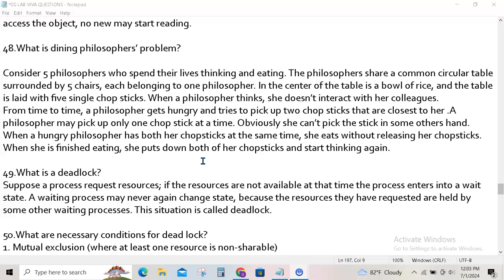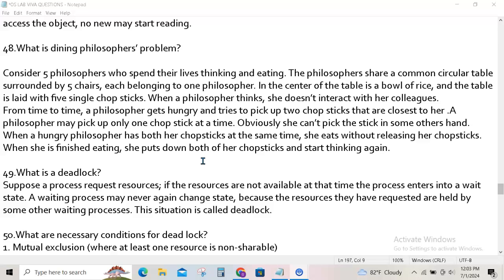Next is the dining philosophers problem. In the dining philosophers problem, we have 5 philosophers who spend their time eating and thinking. All the philosophers are seated around a common circular table. There are 5 chairs, one for each philosopher, and in the center of the table there is a bowl of rice, and there are 5 single chopsticks.